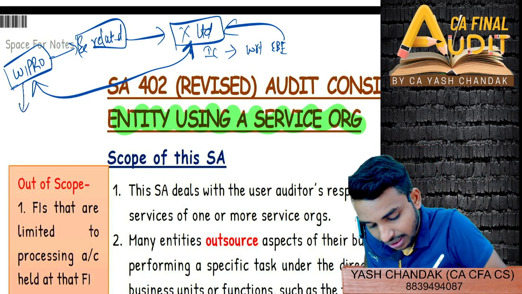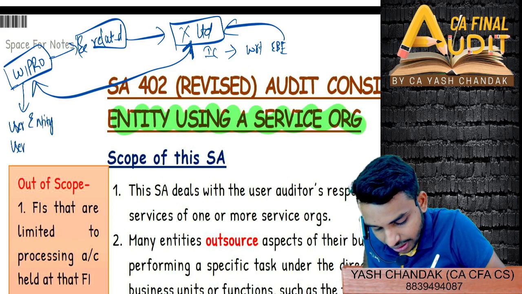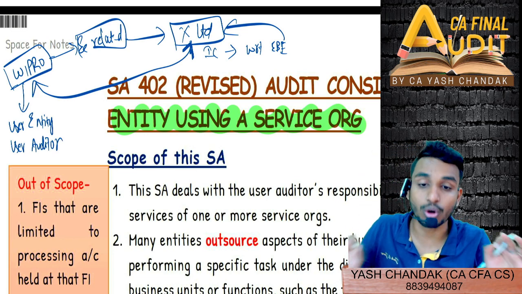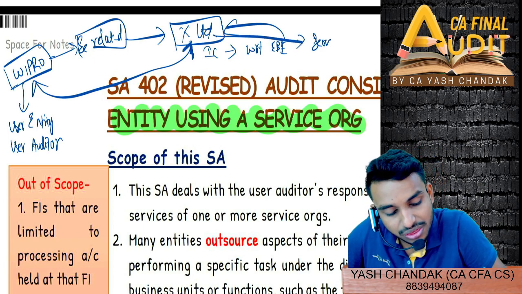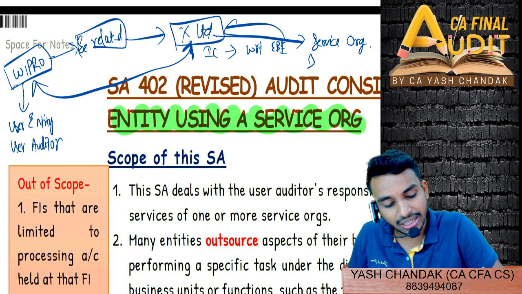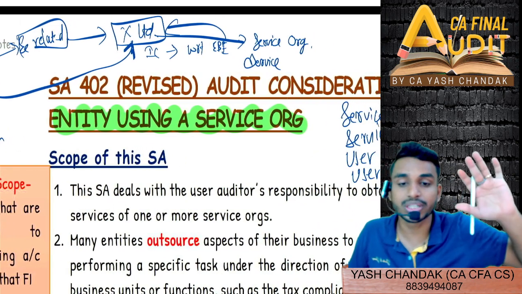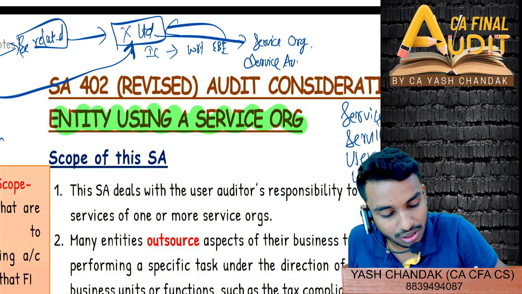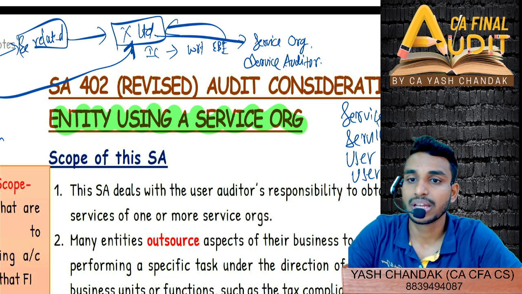So here Wipro Limited is our user entity, and we as the auditor are called the user auditor. So who is the original auditor? The user auditor, doing the audit of the user entity. And X Limited here is called the service organization, that is providing service to the user entity. And here the auditor is called what? The auditor of the service organization, not us, we are not the auditor of X Limited. Whoever will be the auditor of X Limited, he will be called what? Service auditor.